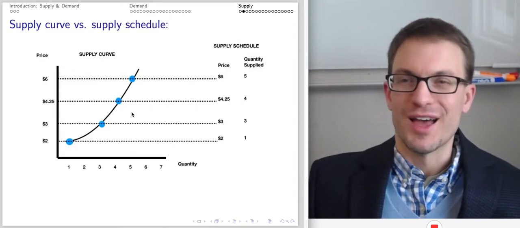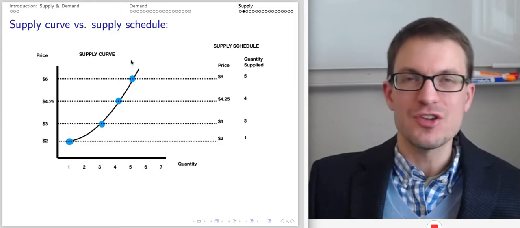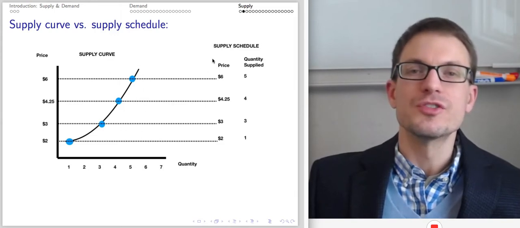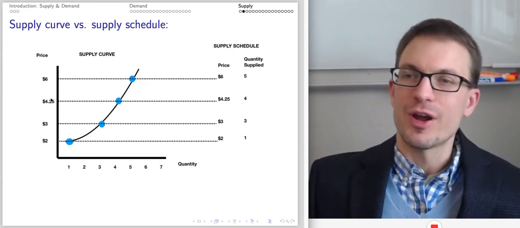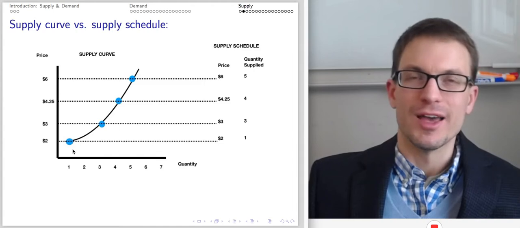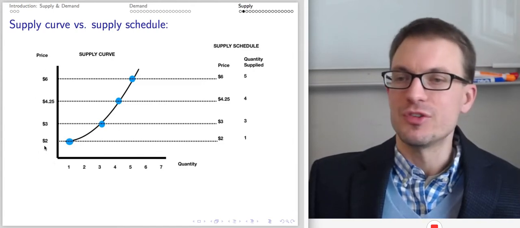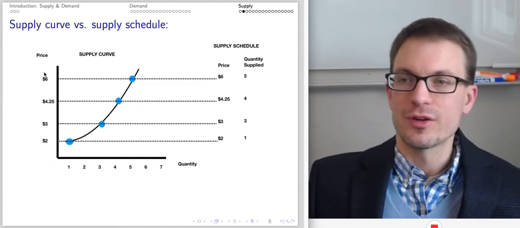So here is our supply curve. It's a graphical representation of the supply relationship. Here's the supply schedule. It's a table format of the supply relationship. And notice at higher prices, we get a higher quantity supplied. Sellers like high prices.